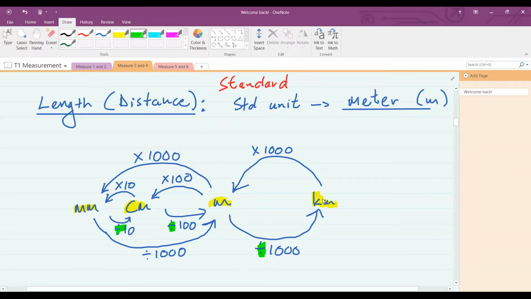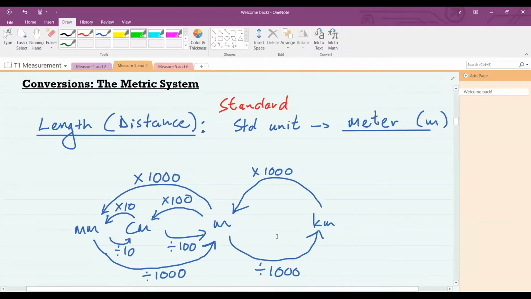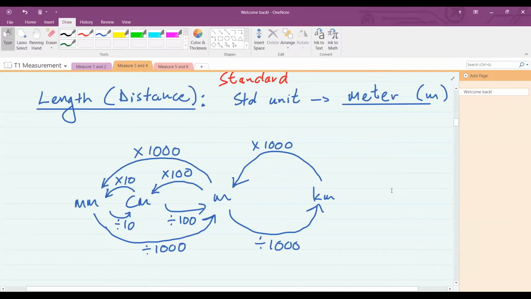Okay. So we worked out how to go from a bigger unit down to a smaller unit, and then from a smaller unit back to a bigger unit. Okay. So we're going to use this diagram. I'm going to keep referring to it. I'm going to leave the measurement one there, the distance one there.